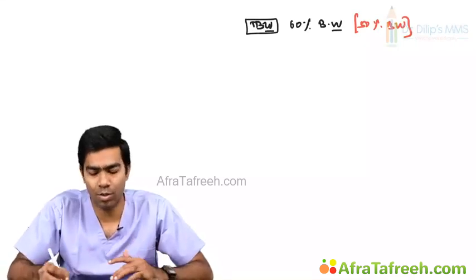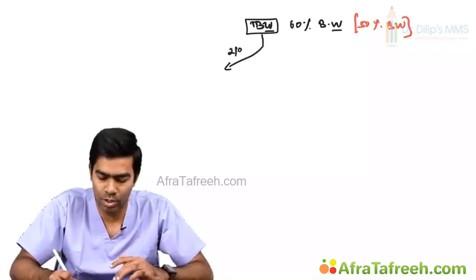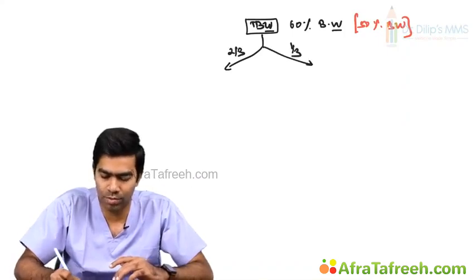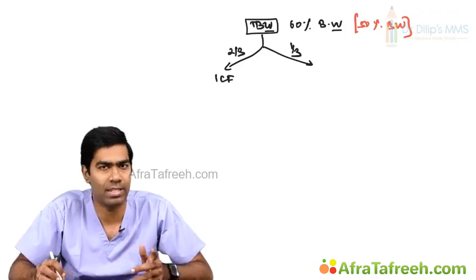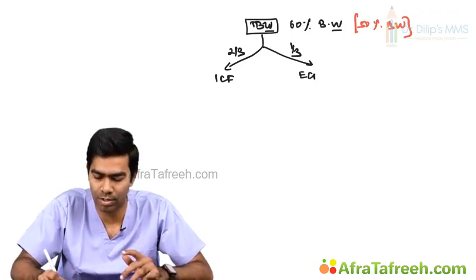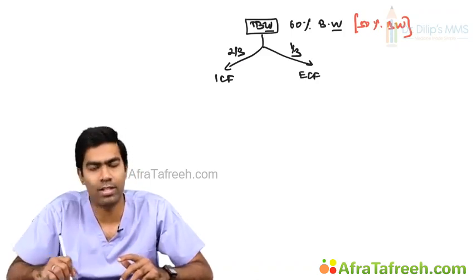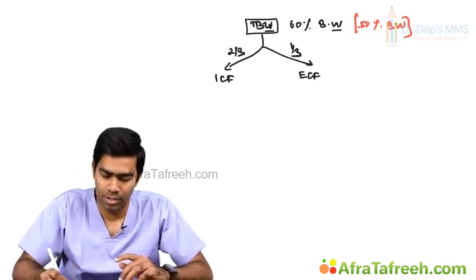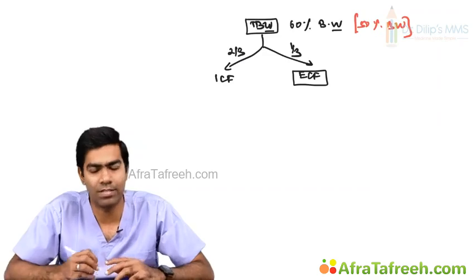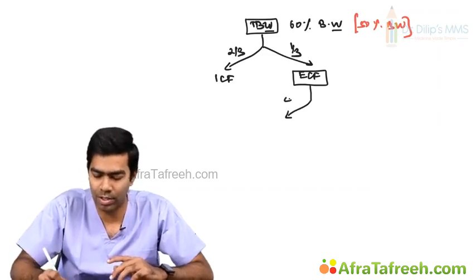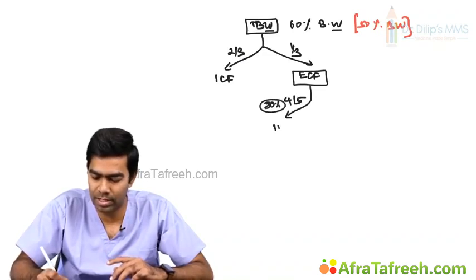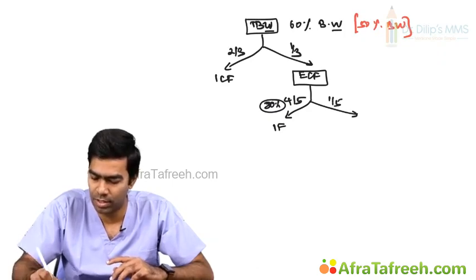So you have the total body water and you know how it's going to get distributed. 2/3 of it and 1/3 of it. 2/3 of it will be in the intracellular compartment, ICF water, and 1/3 is the ECF water, that is extracellular fluid. In the ECF, again, it is going to be divided into 4/5, that is 80% of the ECF, which will be the interstitial fluid compartment, and 1/5, that is 20% of the ECF, will be locked up in the plasma compartment.